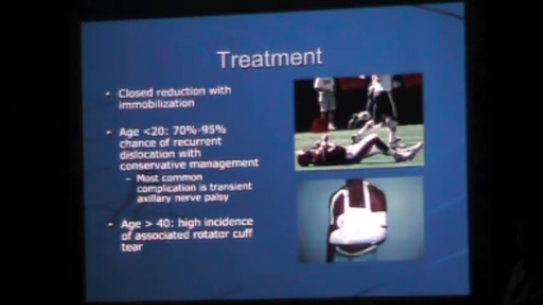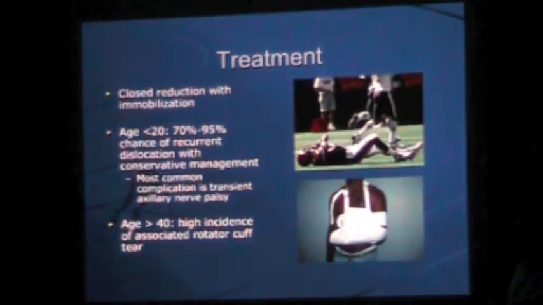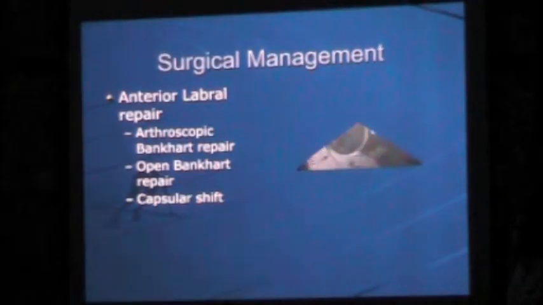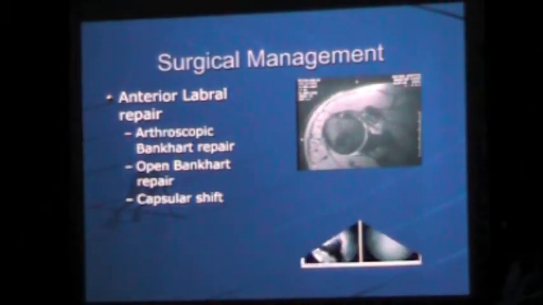If they're greater than age 40, there's a high incidence of rotator cuff tear. So if I have a patient that dislocates their shoulder that's my age, I'm thinking that they tore a tendon. If a high school student comes in, then more likely it's a labral tear or something along those lines. Surgical management is repair of the labrum.